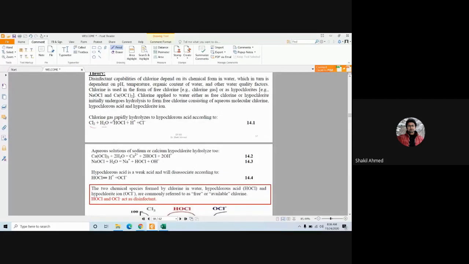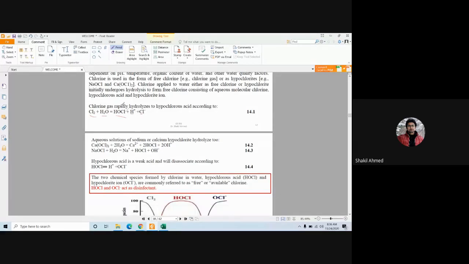it forms hypochlorous acid, hydrogen ion, and chloride ion. And this HOCl here, you can see this produces what? Basically, since this is an acid, it produces hydrogen ion and hypochlorite ion.